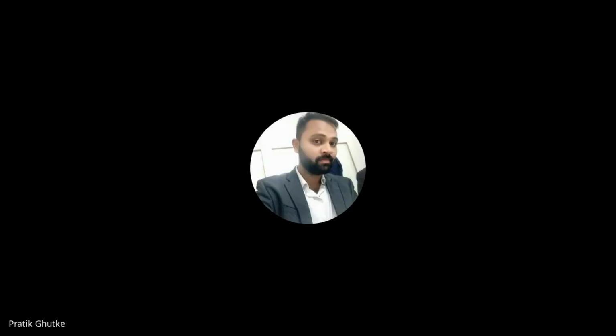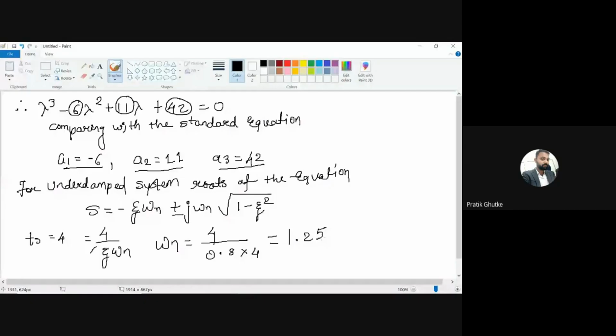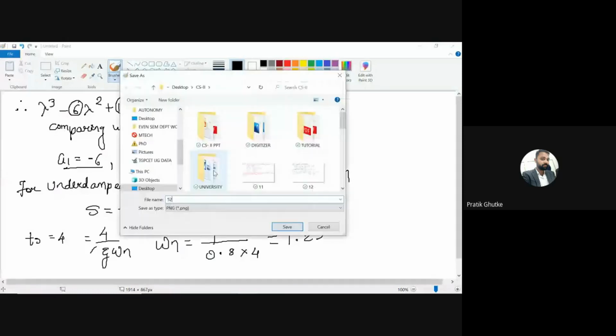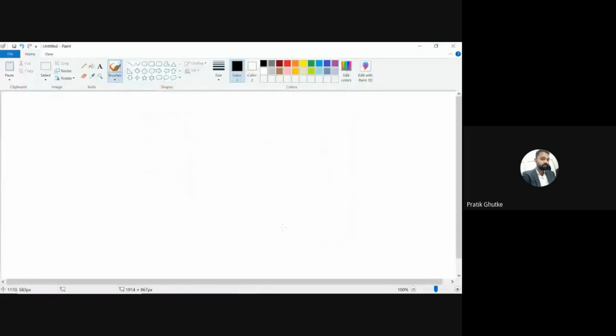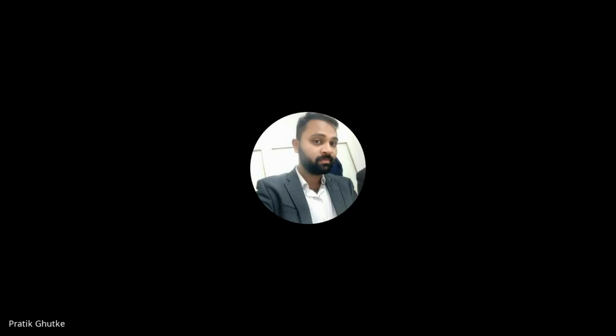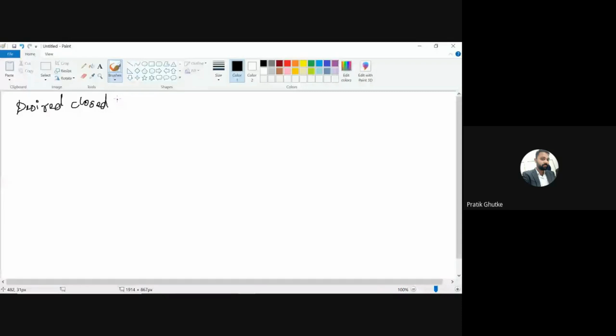Now the desired closed loop poles would be S equals to minus, yes, put that value, zeta omega n, 0.8 into 1.25.